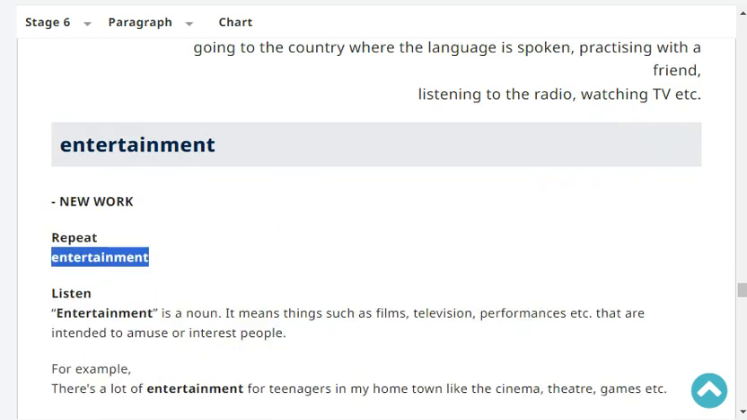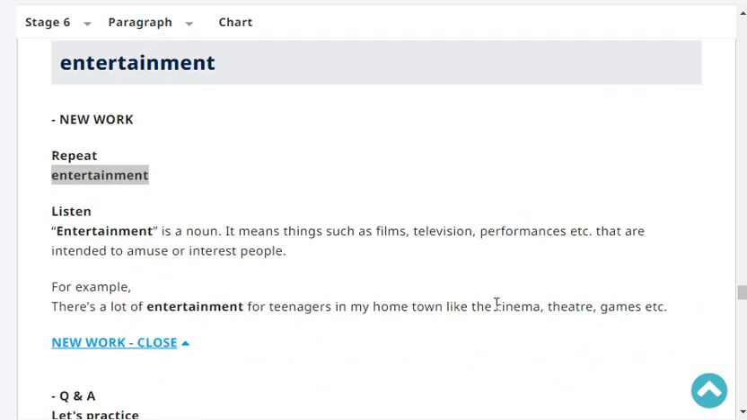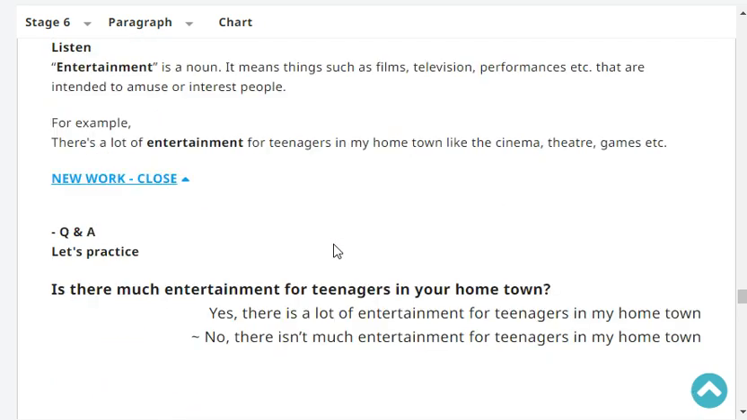Entertainment. Very good. Entertainment is a noun. It means things such as films, television, performance, etc., that are intended to amuse or interest people, to entertain people. For example, there's a lot of entertainment for teenagers in my hometown, like cinemas, theaters, games, etc.